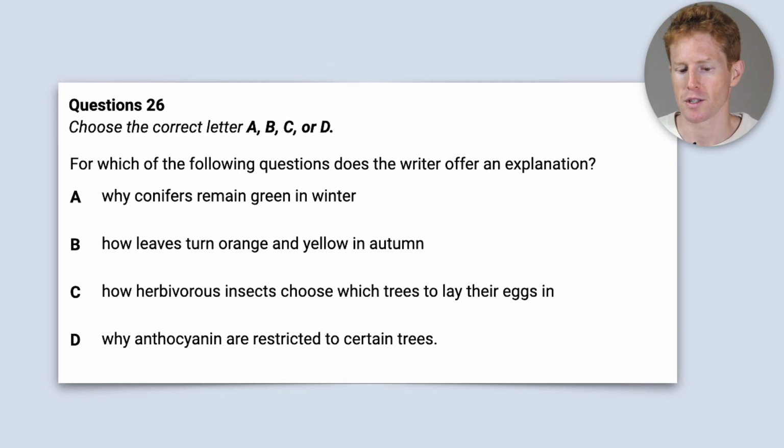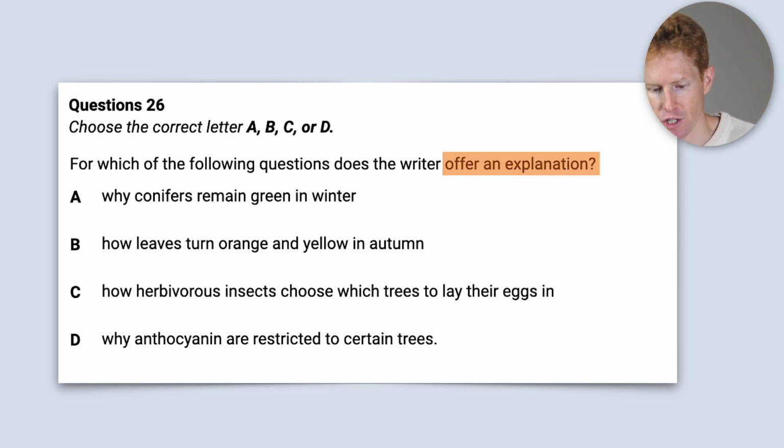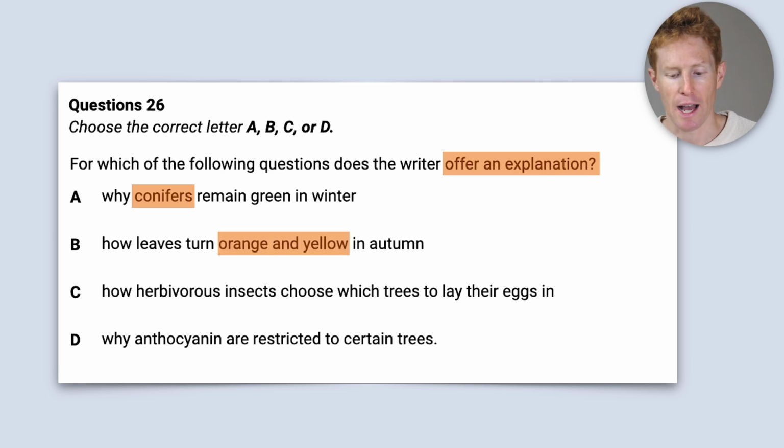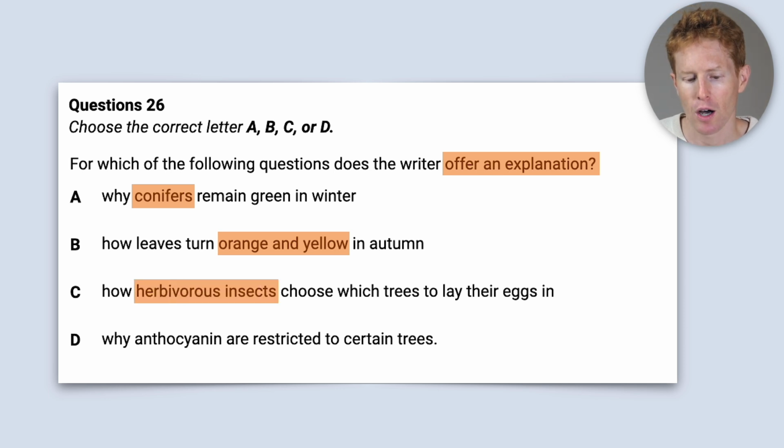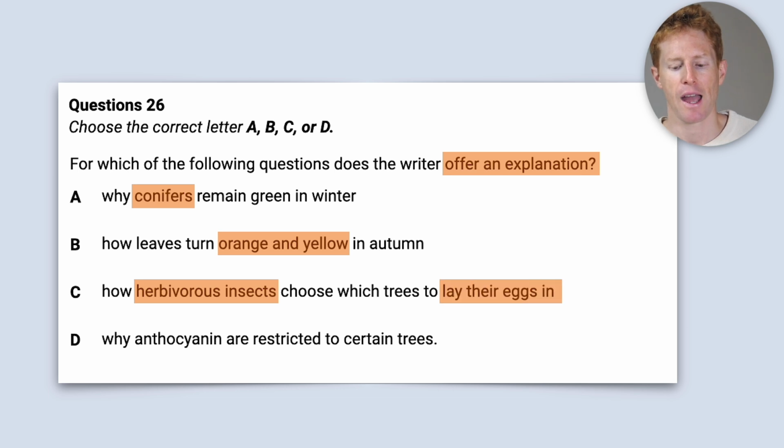For which of the following questions does the writer offer an explanation? Okay, so we're looking for an explanation of something. Why conifers remain green in winter. Conifers are a type of tree. How leaves turn orange and yellow. So orange and yellow, these words will help us to locate the answer. How herbivorous insects choose which trees to lay their eggs in. Herbivorous means insects that like to eat plants. Herbivores are animals that eat plants. Okay, we've seen this phrase, lay their eggs, so we know roughly where we'll find that.